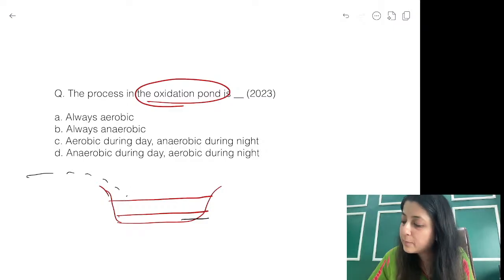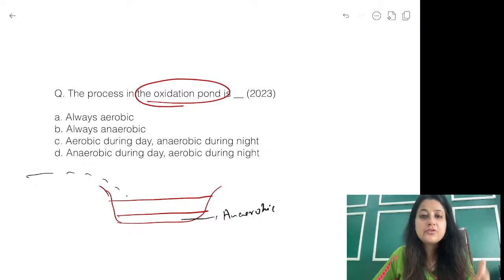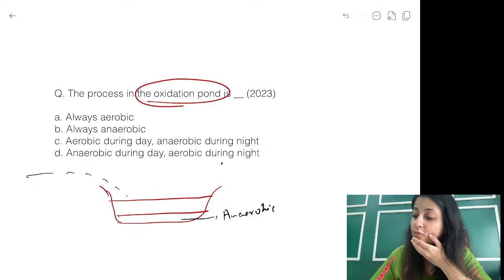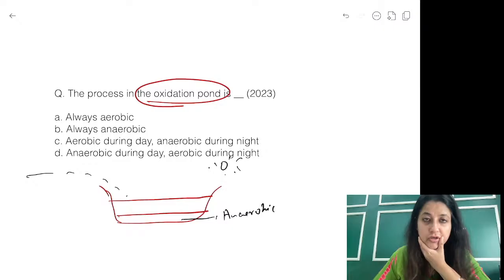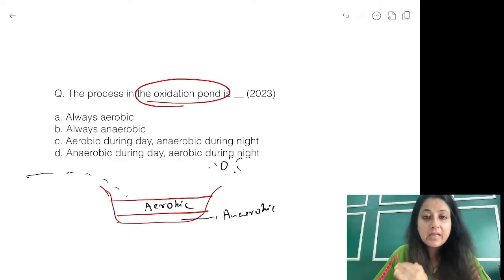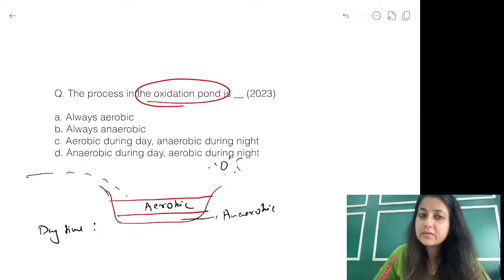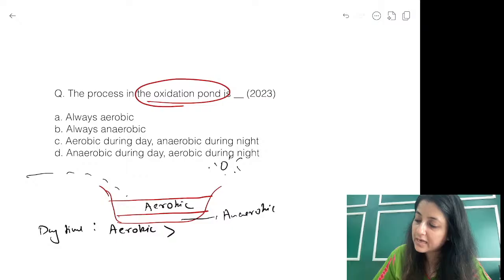Now in the lower part you will always have anaerobic process. It relies on natural process of photosynthesis. Here there's the sun shining. Here it is always aerobic. Now what happens during the daytime? During the daytime, this is very important. Aerobic is more than anaerobic. Aerobic is more than anaerobic.